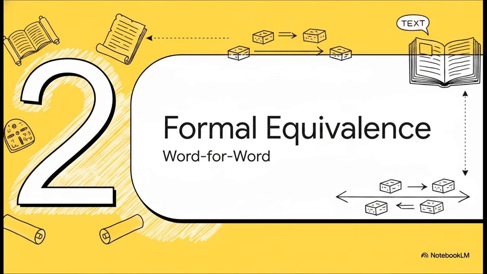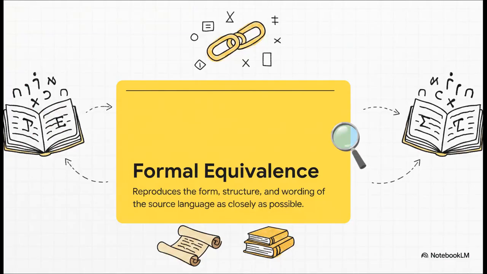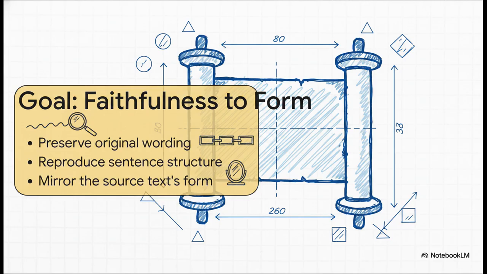This is the word-for-word approach, and the technical name for it is formal equivalence. So what does this actually mean? Well, basically, translators using this philosophy are trying to create a mirror of the original text. They want to show you the exact wording, the grammar, and even the sentence structure of the original Hebrew and Greek. Yeah, the big takeaway here is that it's all about faithfulness to the original form.